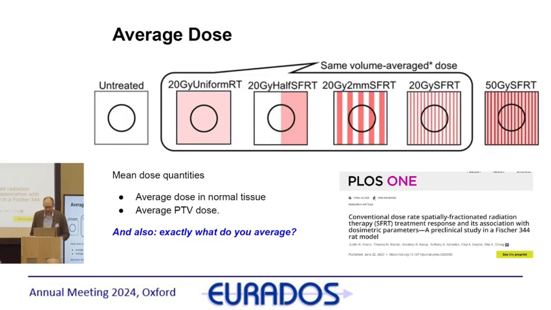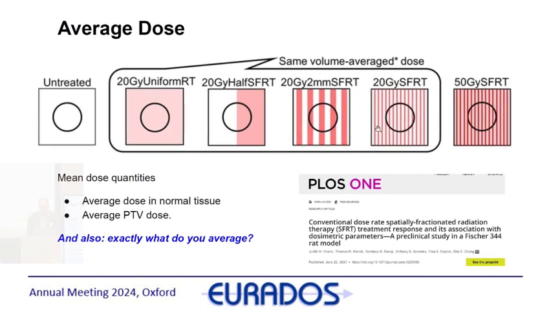Average dose is also weird. There are two things about average dose. First of all, average dose itself is not really a good predictor for what is going to happen radiobiology-wise, because what you can see here are some examples of configurations where you in all cases would have the same average dose. But clearly this is probably not going to produce the same biological effect in these cases. So average dose is a quite poor predictor for a biological effect.